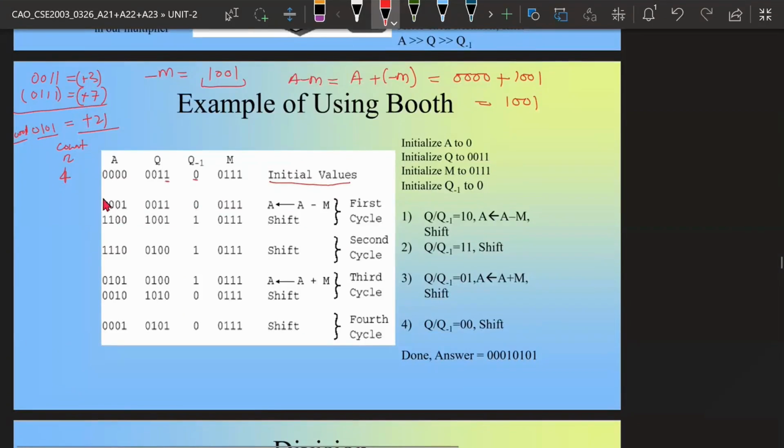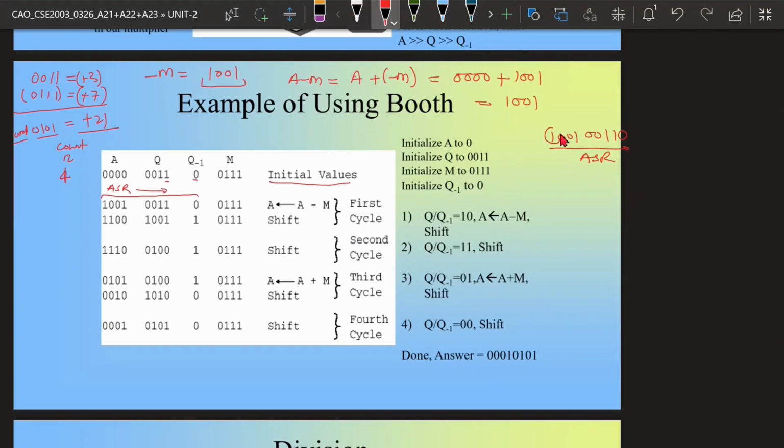So from here to here, we should be shifting to the right side. It is arithmetic shift right. Once we are doing the arithmetic shift right, whatever A is there will be considered as a single data, like 1001. Then the Q value is 0011, and then Q minus 1 is 0. So when this is the value, we are going to shift it right side. This is arithmetic shift right.